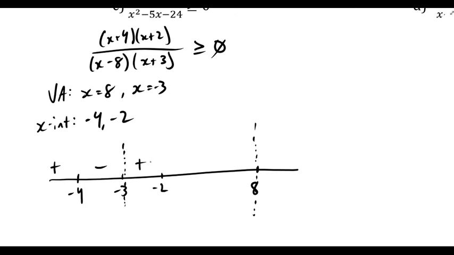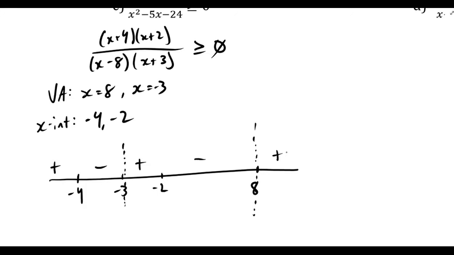Now I can pick 0, and that one's going to be negative because of the negative 8. And then pick a big positive number like 100. Positive 100 plus any of those things is going to be positive, so positive. Is that okay so far?